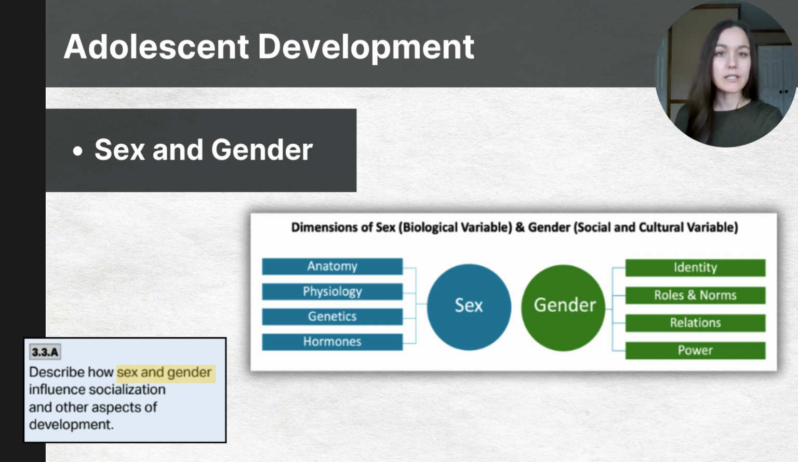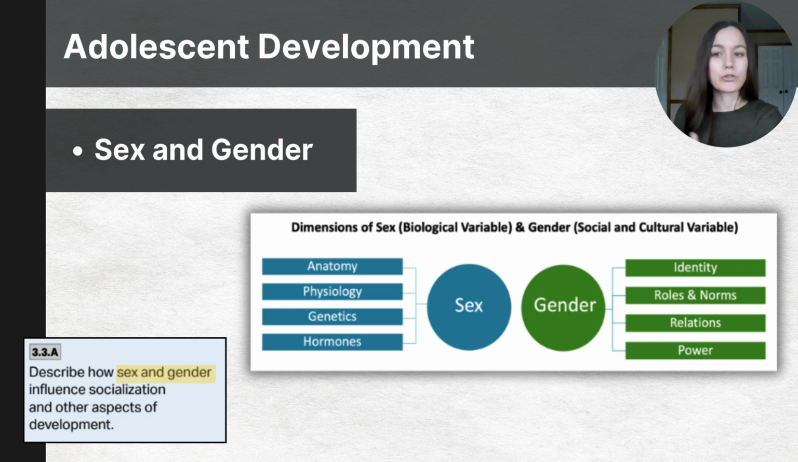Sometimes people use these concepts interchangeably because they are related and they both influence how we grow and develop and interact with the world, but they are slightly different. Sex specifically refers to our biology, such as our anatomy, chromosomes, and hormones that classify us as male or female. Gender, on the other hand, is about how our society or the culture in which we live expects us to think and act and behave based on whether we are male or female.